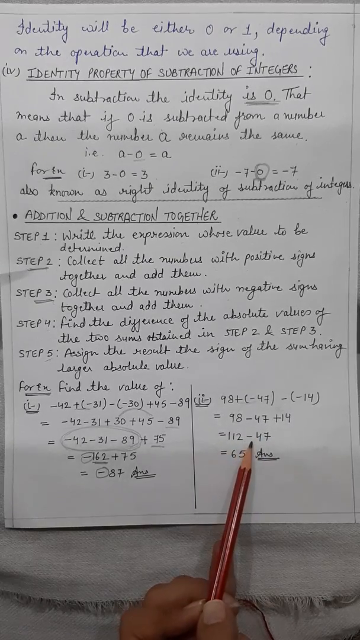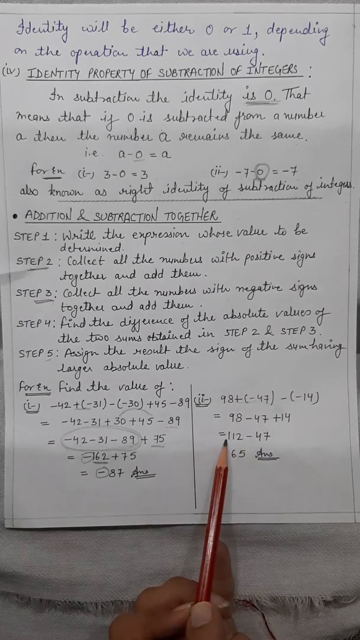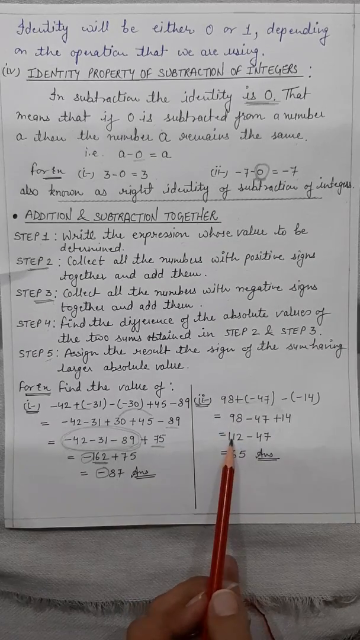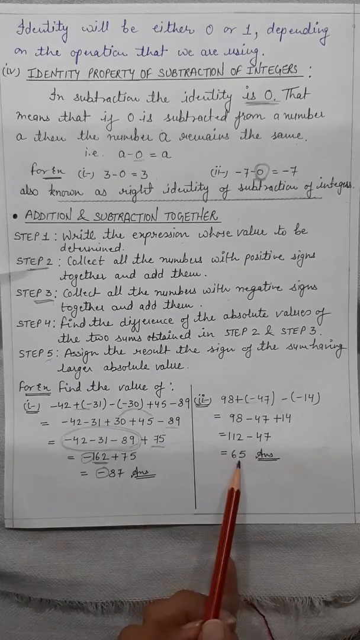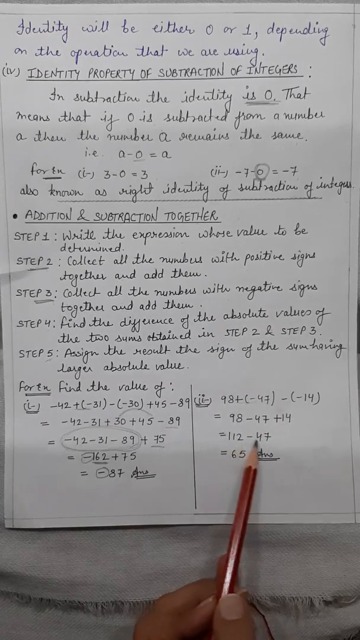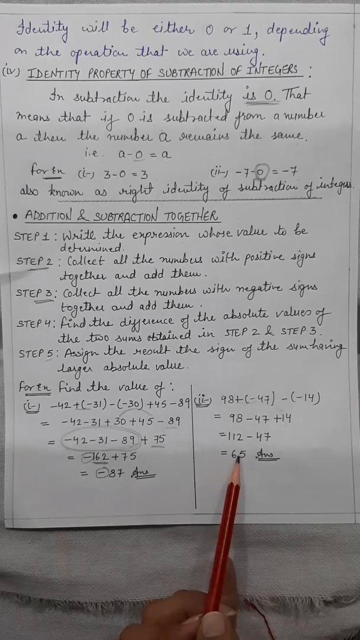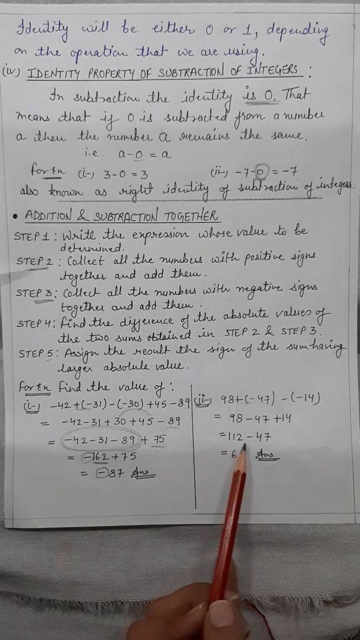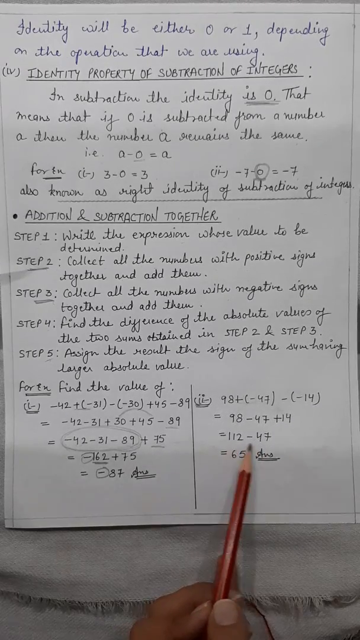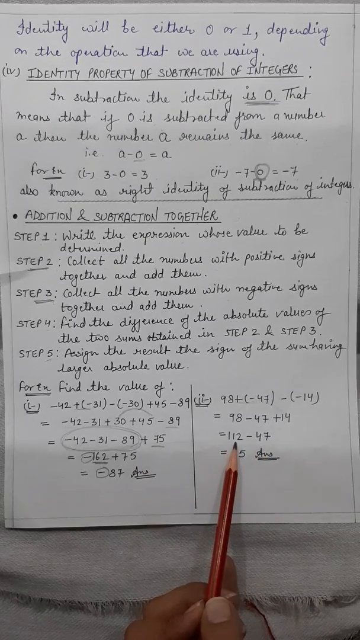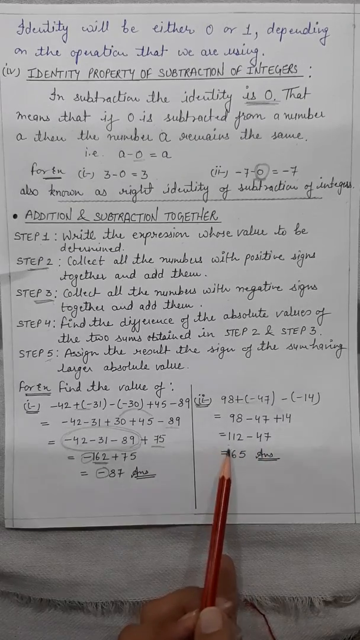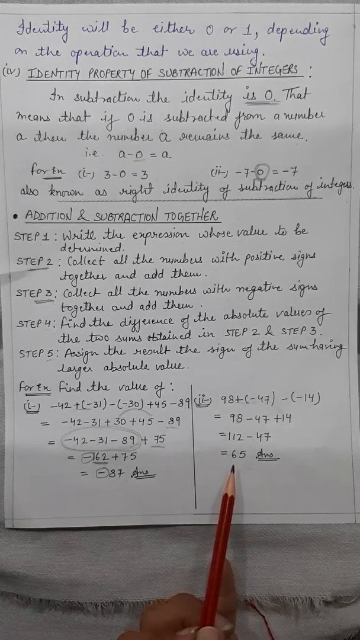Now plus and minus have different signs. So for different signs, the operation should be subtraction. You have to subtract these two numbers. When you subtract these two numbers, 65 will come, and assign the sign according to the greater value. From these two numbers, 112 and 47, 112 is greater, and the sign will be positive, because 112 is positive. Your answer will be plus 65.